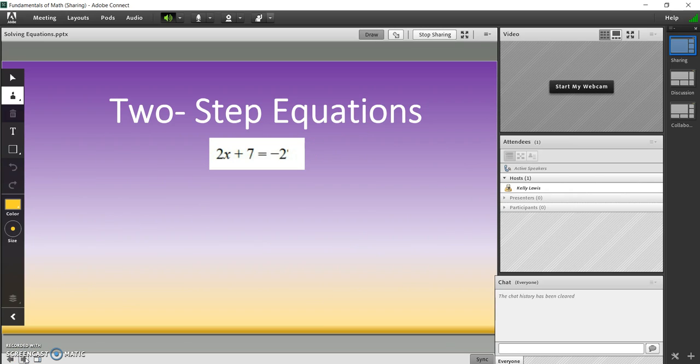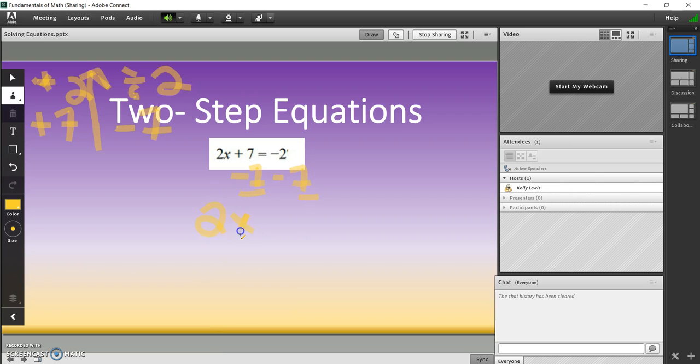Let's do another one. So the first thing here that's happening to the x is the 2 is being multiplied. And then the next thing that's happening to the x is that 7 is being added. All right. So we're going to go the opposite because we have to undo the equation, and we're going to do the opposite operation. So the opposite operation of plus 7 is minus 7, and the opposite operation of multiplied by 2 is divided by 2. So I'm going to subtract 7 here.